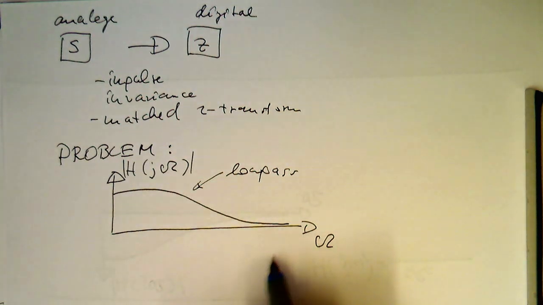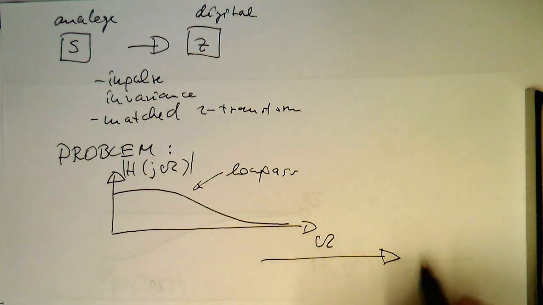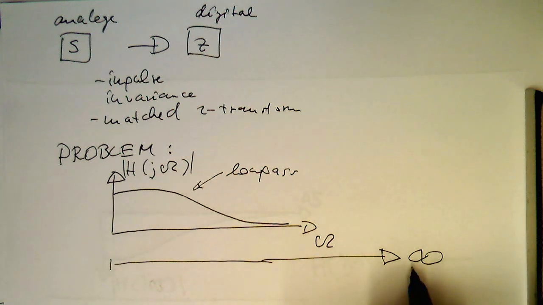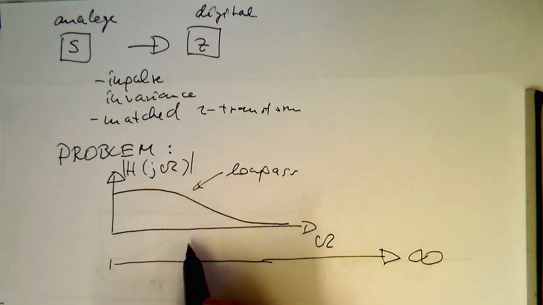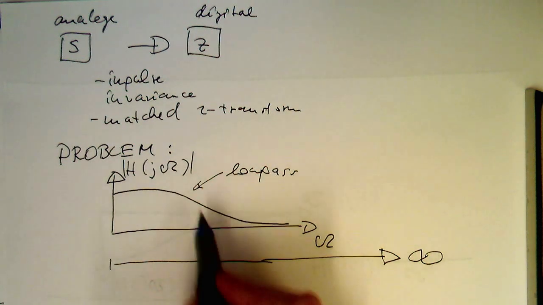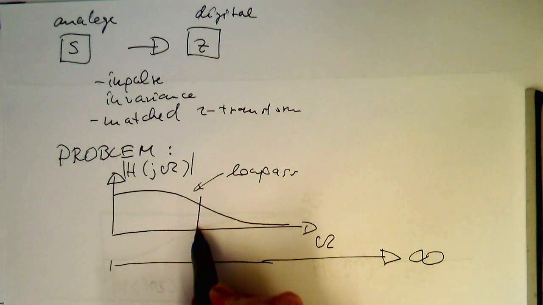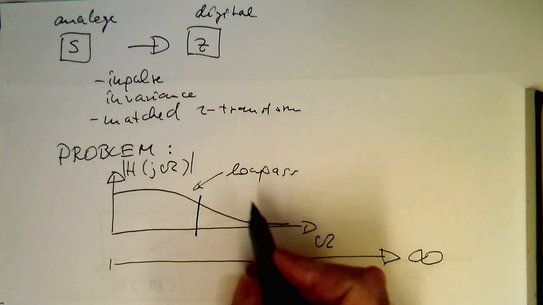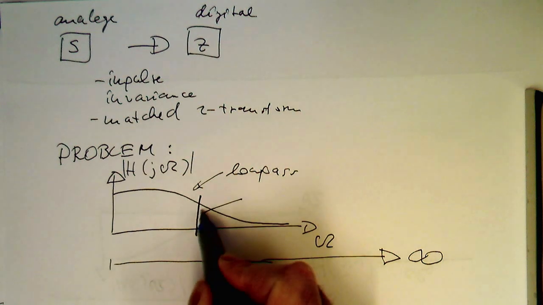Then the frequency axis here goes to infinity. Yeah, so we have no limitations. We're starting from zero, and this goes to infinity here. The problem now is that our digital filter won't do that. Our digital filter stops at some point here. So this is, for our digital filter, the Nyquist frequency.